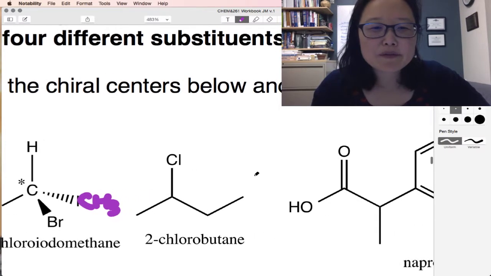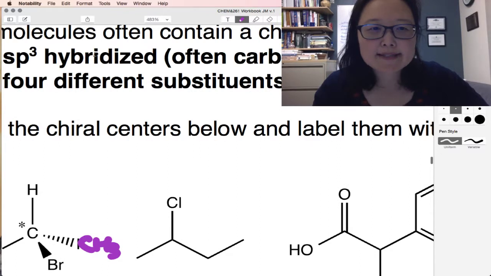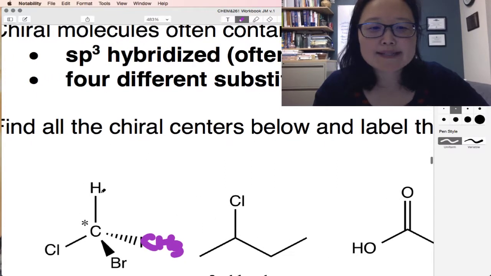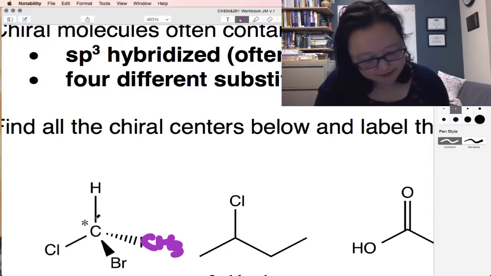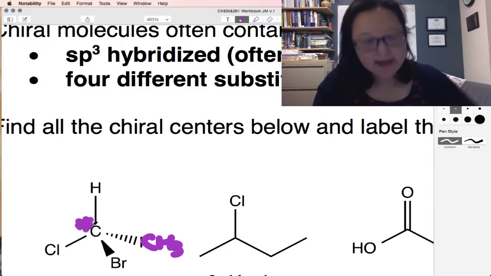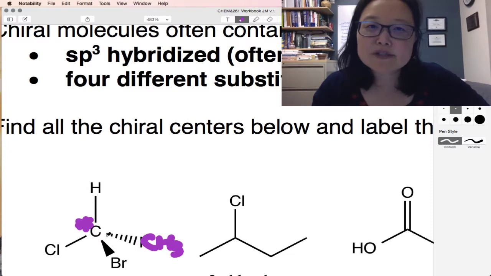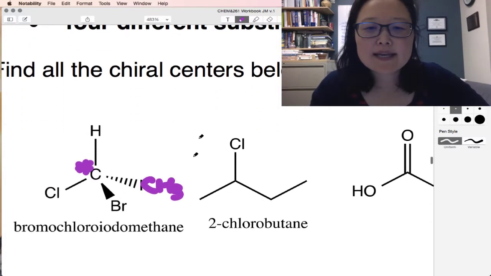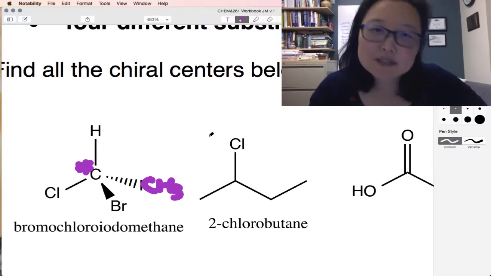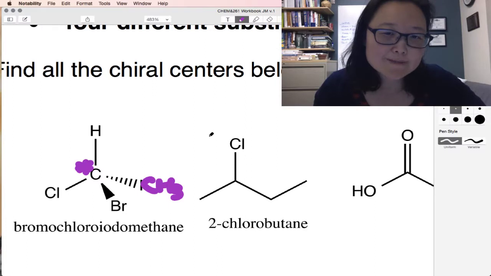So I'm going to work through this example with you. 2-chlorobutane, we're looking for an atom that is sp3 hybridized and has 4 different substituents. And what that will tell us is that there's a chiral center, just like we have here. And we usually denote that with an asterisk or a little star. Okay, so do you see any atom in here that is sp3 and attached to 4 different atoms?